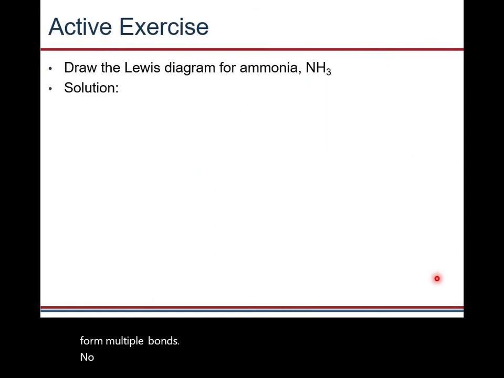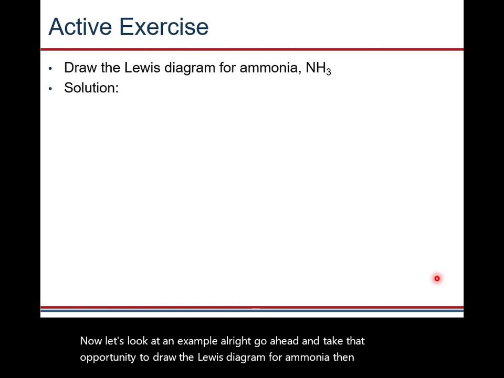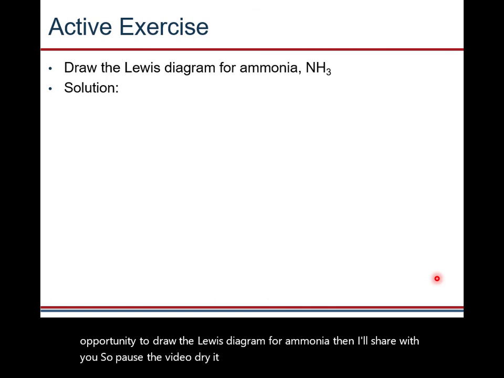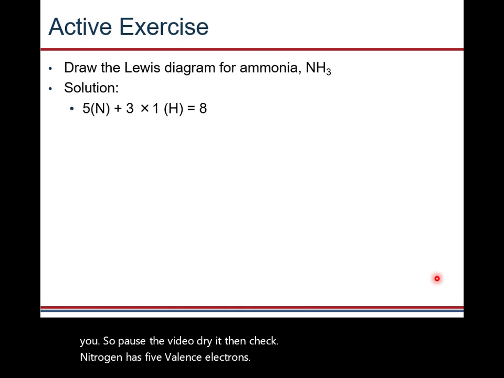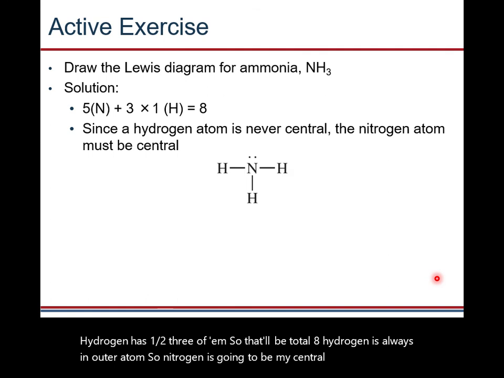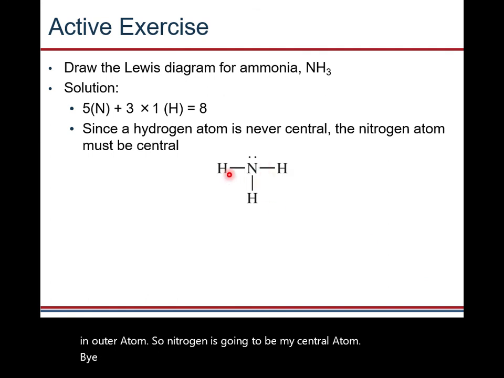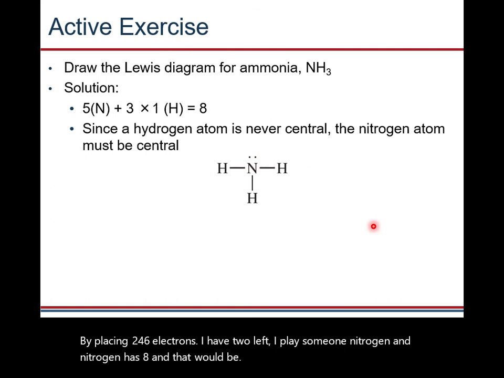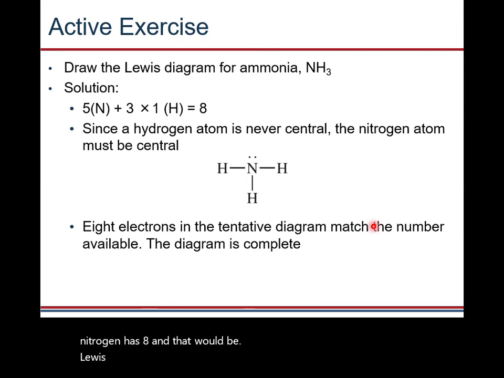Now let's look at an example. Go ahead and take that opportunity to draw the Lewis diagram for ammonia. Then I'll share with you. So pause the video, draw it, then check. Nitrogen has 5 valence electrons. Hydrogen has 1. I have 3 of them, so that'll be a total of 8. Hydrogen is always an outer atom, so nitrogen is going to be my central atom. By placing 2, 4, 6 electrons, I have 2 left. I place them on my nitrogen, and nitrogen has 8, and that would be the Lewis structure for this. That's complete.